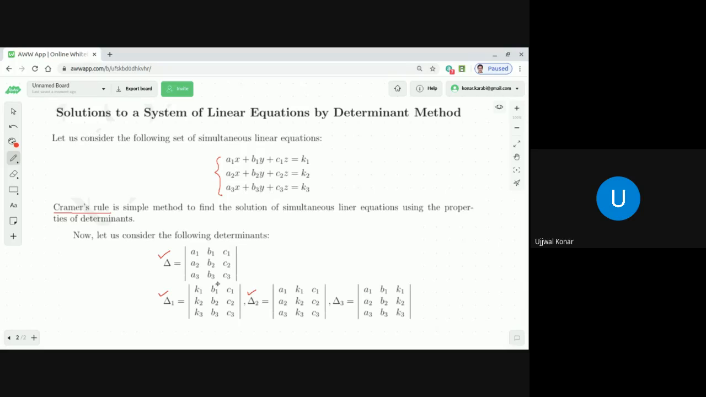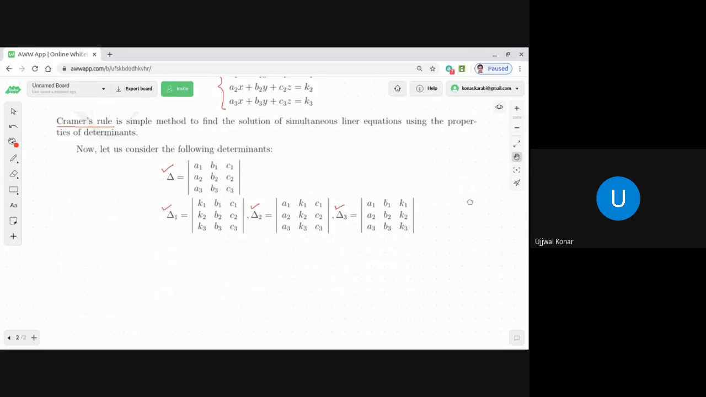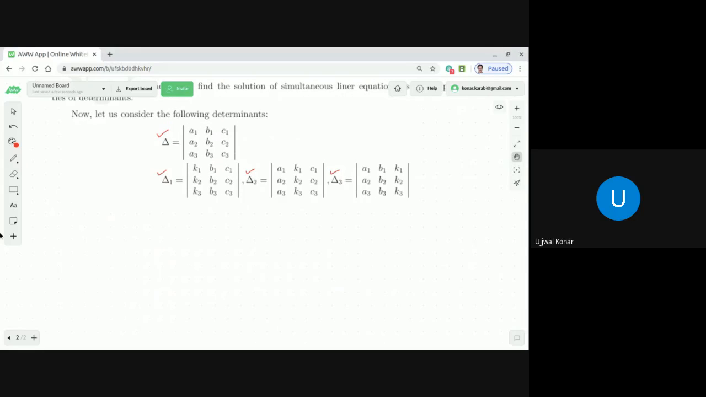In a similar manner, dear students, delta 3 is the determinant obtained from the determinant delta by replacing the third column of delta by K1, K2, K3. Fine. So now we have formed these four determinants, delta, delta 1, delta 2, and delta 3. After that, dear students, it is very simple to form the solution. If delta is not equal to 0, then the solution to the system of linear equations is given below.